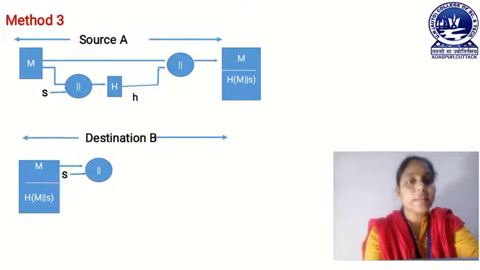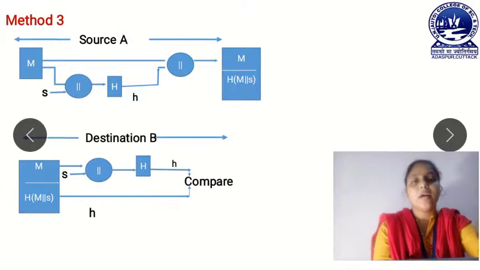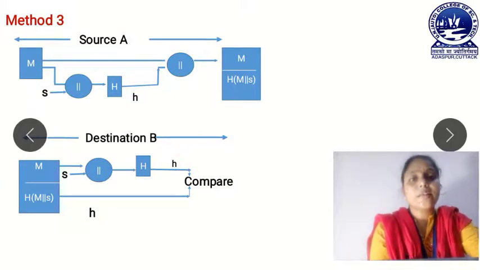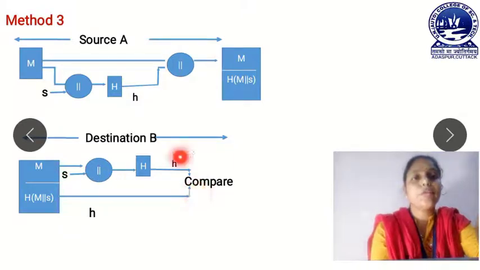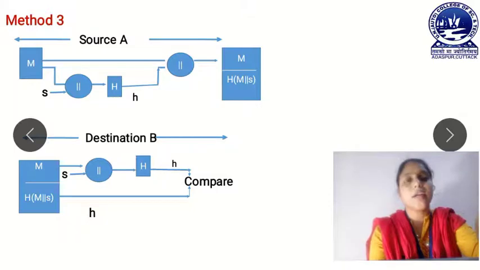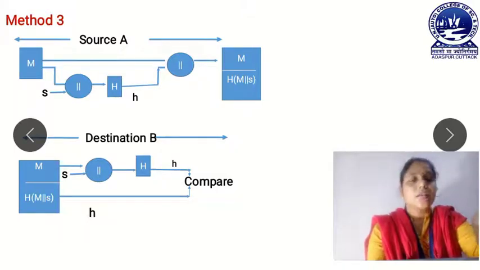Now appending this S value, the destination B calculates the hash value of the message and the secret value S. After calculating this hash value, the destination B compares the appended hash value with the calculated hash value. If these two hash values are the same, that means the destination is sure that there is no modification in the received message. Now check for the authentication and the confidentiality.